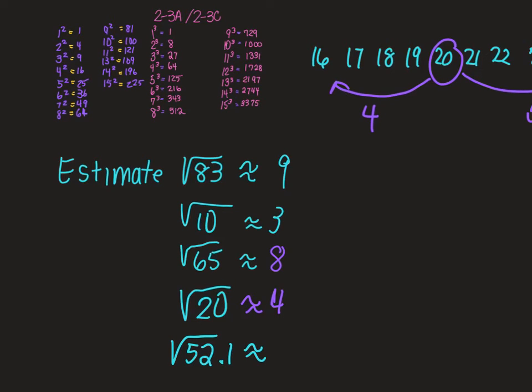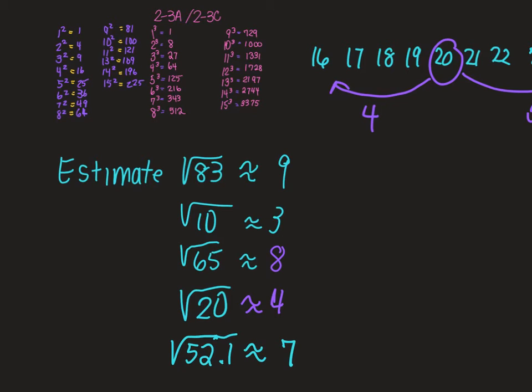How about the square root of 52.1? What is the square root of 52 pretty close to? We can have decimals under the square root sign. That's not a problem. Well, 52 is pretty close to 49, and the square root of 49 is 7.